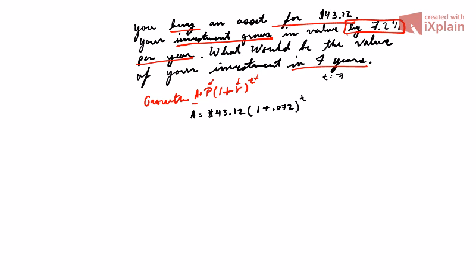So I want to know what happens after 7 years, when it has appreciated. So I get the original amount, $43.12, times 1.072, taken to the power of 7. If you plug that into your calculator, you're going to find that 43.12 times 1.072 taken to the power of 7 is going to be equal to $70.15.